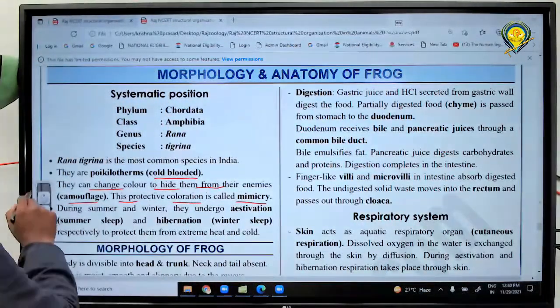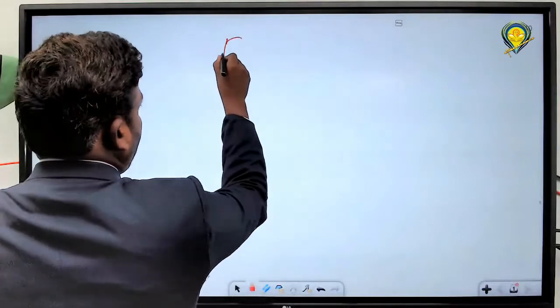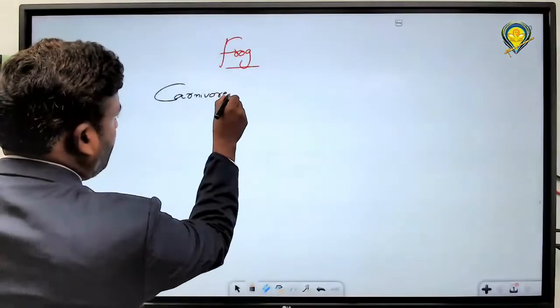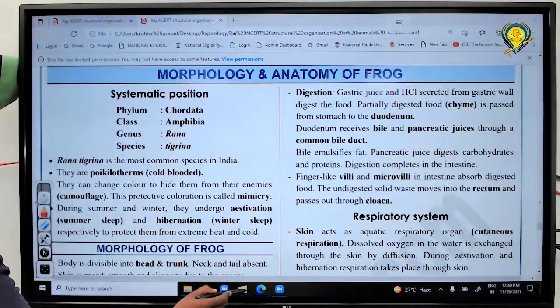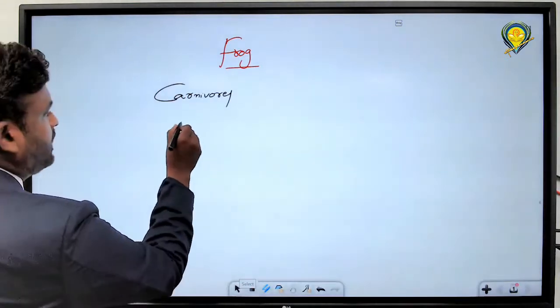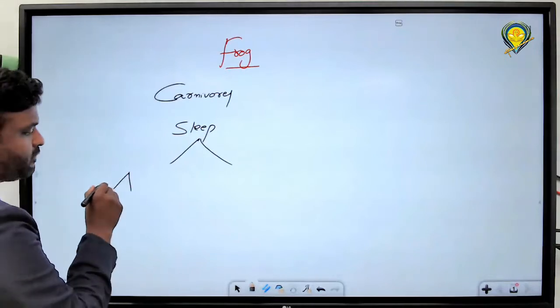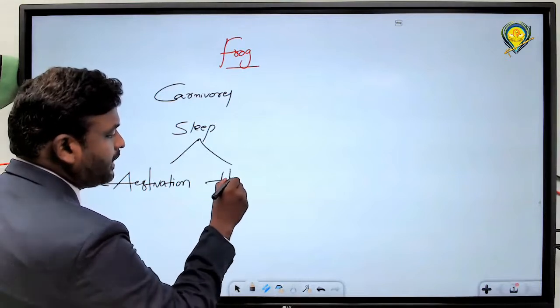I will tell you how it is. If you describe the frog, is it carnivorous or omnivorous? Carnivorous. And next we are discussing the nature of sleeping. Two types. What are those? One is estivation. Next one is hibernation.